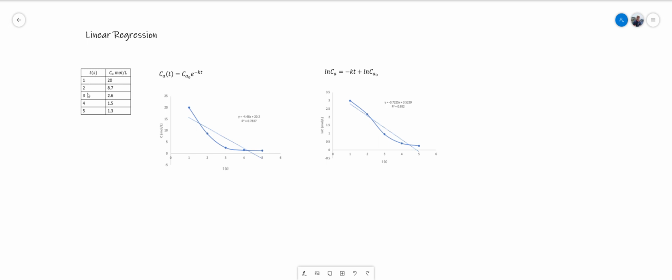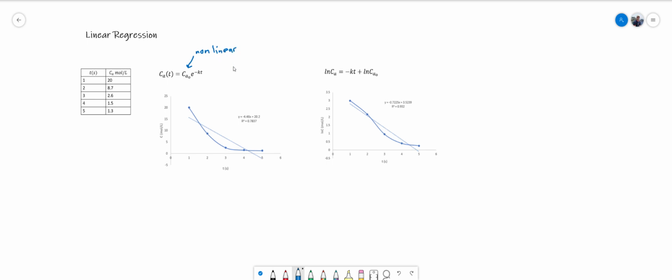Okay, so here I have a set of data with a couple of measurements taken at different time intervals of the concentration of the single species A. We start at the first measurement at 20, then 8.7, 2.6, 1.5, 1.3. The concentration of the single species at any particular point in time is given to us by this nonlinear equation. So this series of equations is our nonlinear data.